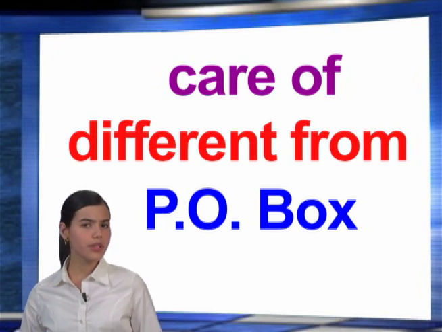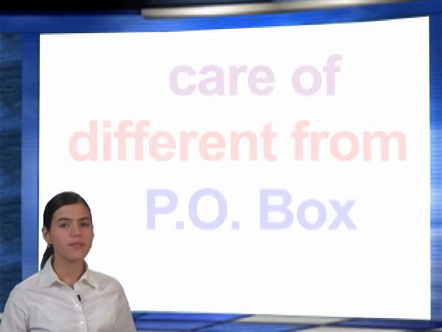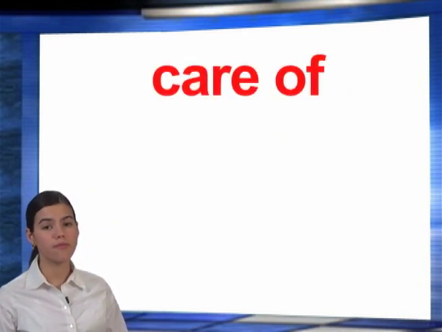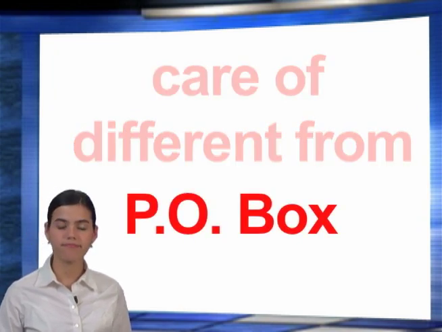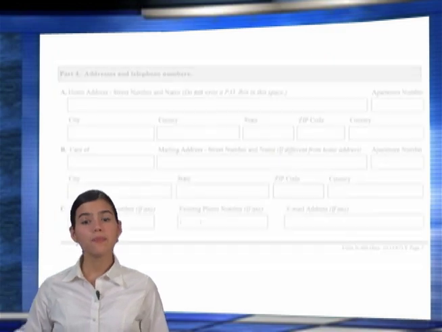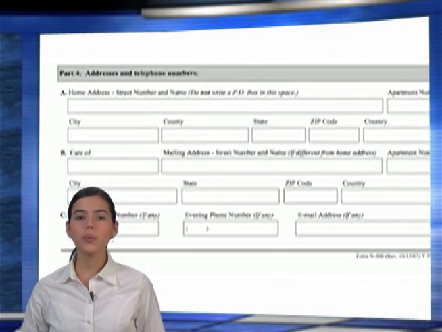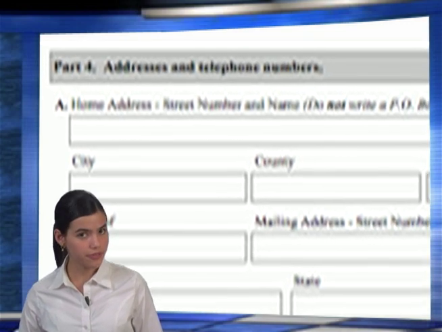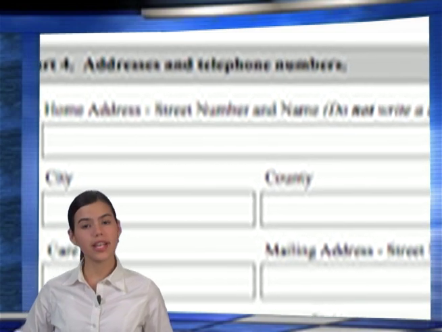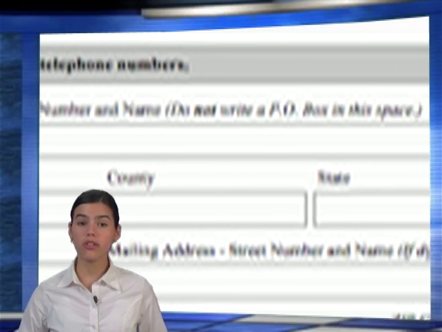Let's get familiar with the following words. Care of, different from, P.O. Box. In this part of the N400, you will have to memorize different names and numbers about where you live. Part 4, Section A, will ask general information about your address.